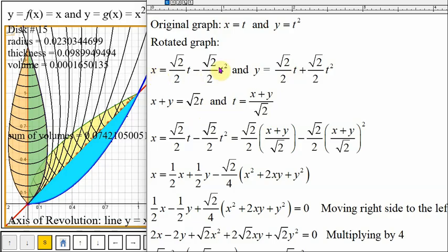And then using this equation right here, in the place of t, we have (x + y)/√2. And then same thing here, t is (x + y)/√2. And then simplify here. Multiply everything out, and we get 1/2 x plus 1/2 y minus (√2/4) times (x² + 2xy + y²).